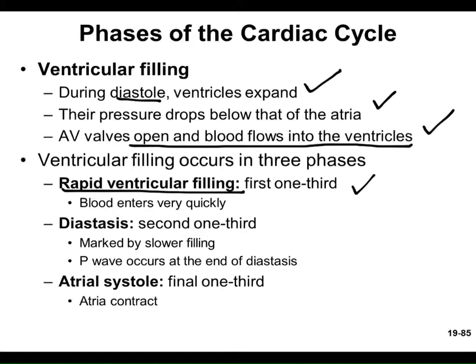Then there's going to be the second third of time, and this is a slower filling of the ventricles, and this is called diastasis, and the P wave occurs at the end of this diastasis. P wave. What's the P wave? The SA node. So in a moment, what you're really going to need to be able to do, and I'll show you a figure of this, is to put all these different events into your mind in an overlapping way.